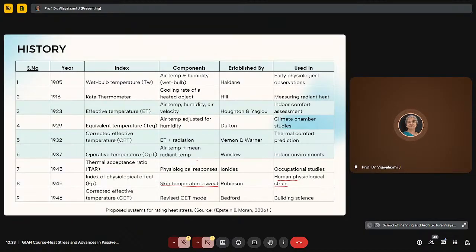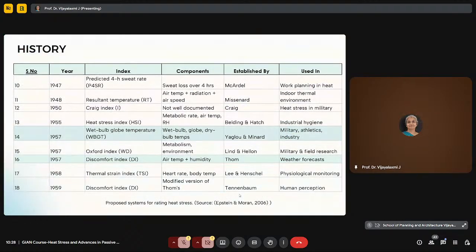very sticky and feels sticky, then how do you measure that? Then corrected effective temperature, which came back again in 1946 with a revision, is a revised corrective effective temperature model, which is what is the Bedford scale. The 5-point or 7-point scale is used in building science. Then the predicted 4-hour sweat rate, the components are sweat loss over a 4-hour period, and it is used for work planning in heat, like people closer to furnace or heat stove.